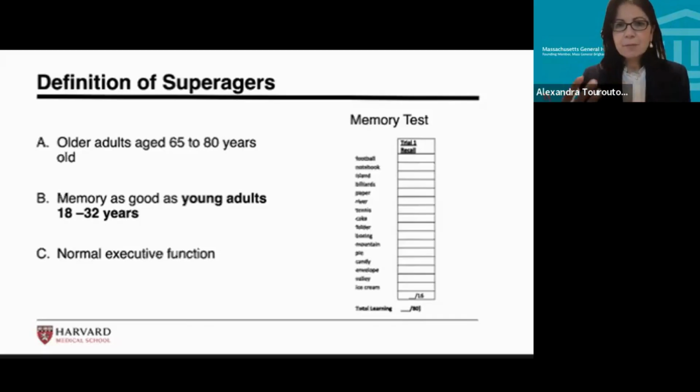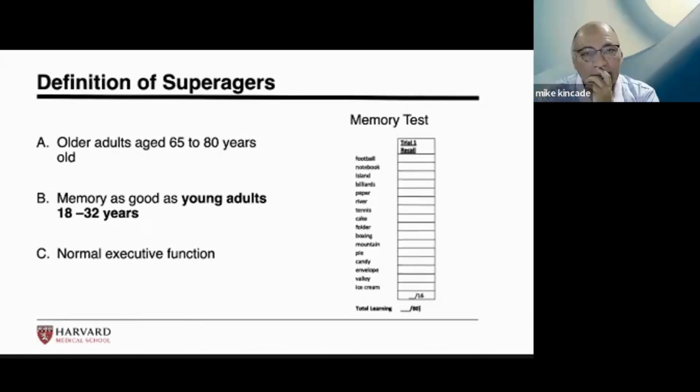How do we screen them? We give them a memory test that includes 16 unrelated words, and then we ask them to recall these words 30 minutes later. An average 50-year-old will remember about 9 words. An average 80-year-old will remember about 5. Superagers, successful agers, remember them all, just like young adults. Wow.